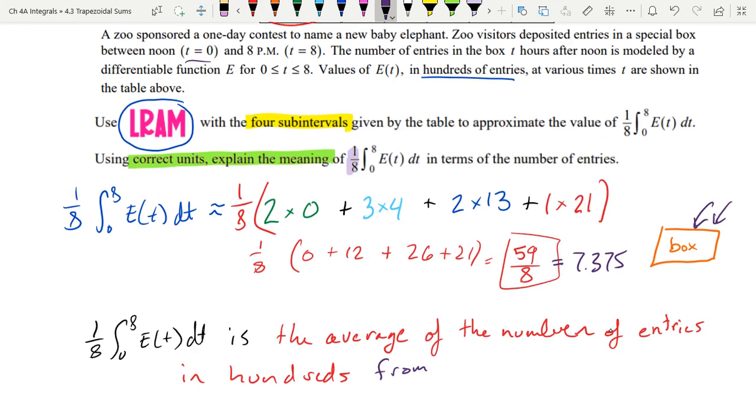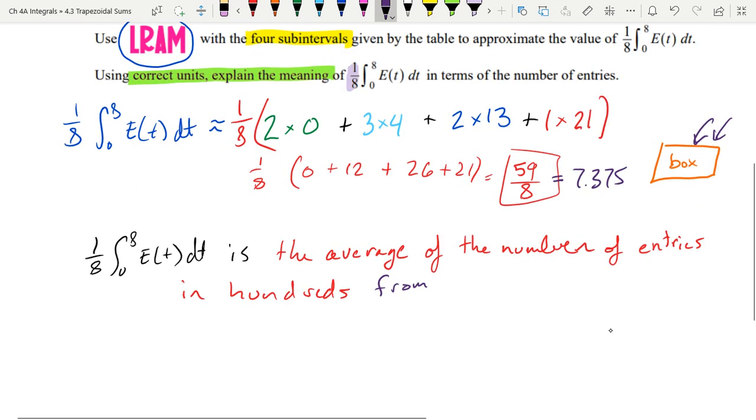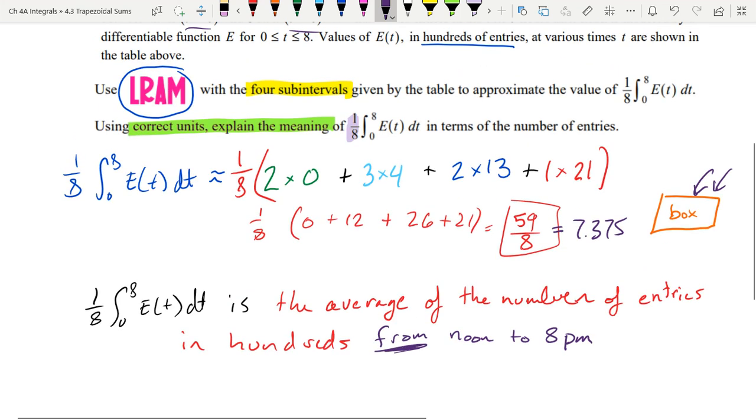From t equals 0 to t equals 8, or I could say from noon to 8 p.m. If I integrate, it is a from, over a period of time. It's a weird thing, but do we kind of remember what's going on there? Don't forget the number in front. That's your average. We just did LRAM. LRAM's easy. Don't forget that.